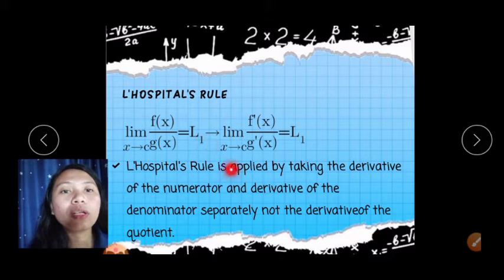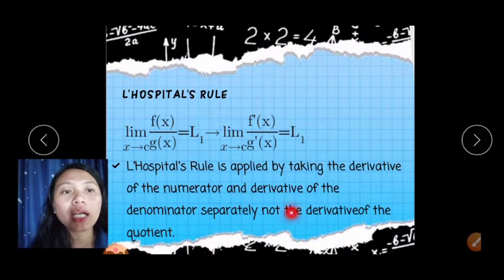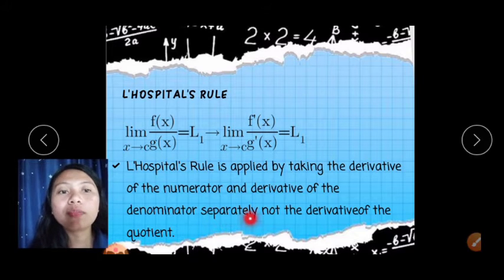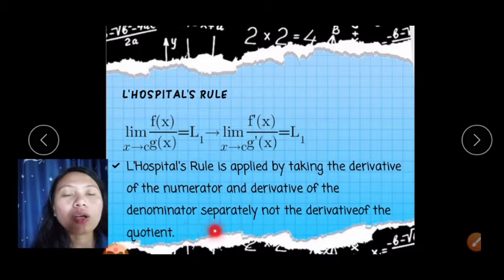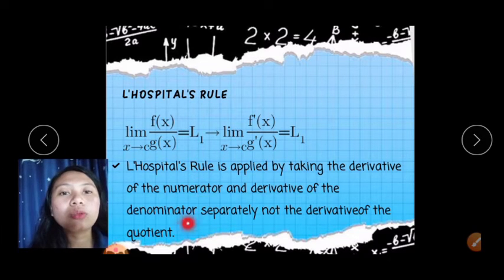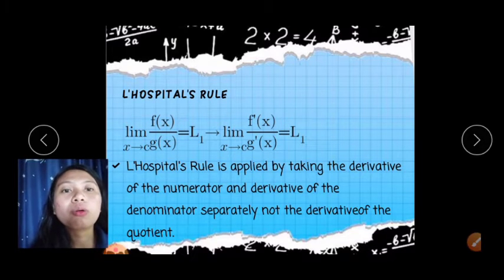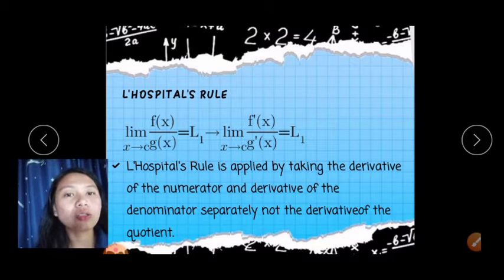So, L'Hopital's rule is applied by taking the derivative of the numerator and the derivative of the denominator separately, not the derivative of the quotient. So, when we use L'Hopital's rule, we take the derivative of the numerator and separately the derivative of the denominator. So that is the L'Hopital's rule.